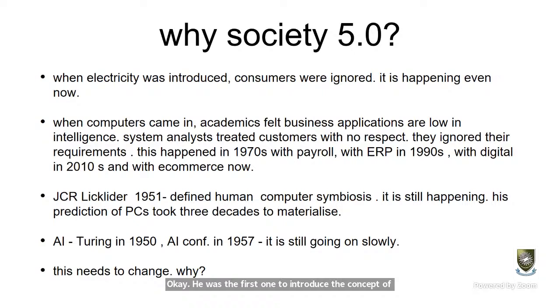Then in 1957, the first AI conference took place in Dartmouth, with eminent people who predicted that in 20 years AI would sweep the world. I think 80 years have passed by, and AI is not to be seen at all. We see only the primitiveness of AI around still. Well, this human-computer symbiosis, how do we get it? That's the next question I have here.